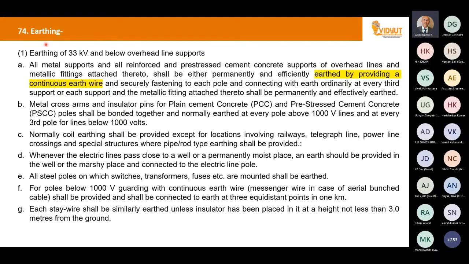The regulation number 74, earthing. You know very well, this part of the regulation talks about being continuously earthed by providing a continuous earth wire. What does it mean? At the distribution, for any distribution below 33 kV, the energy supplier is supposed to provide a continuous earth wire. That means it is like a 5-wire system: 3-phase, neutral, and the 5th wire is a PE conductor.